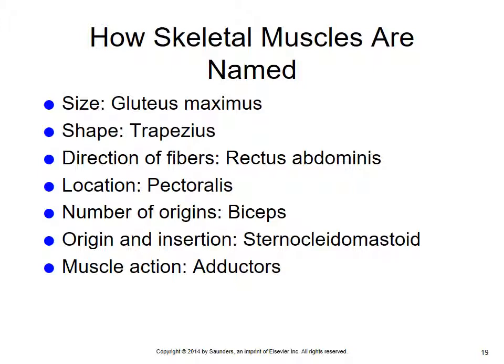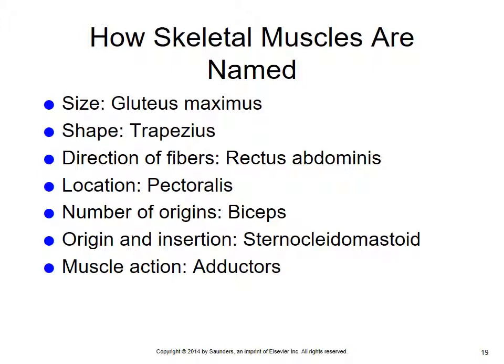Also, muscles can be named according to the number of sites to which they are anchored. And we see here direction of fibers on the slide. For instance, rectus abdominis. Rectus means straight, and the rectus abdominal muscles are straight. Also, the action that a muscle performs may be included in the name. And we see also location, for instance, the pectoralis. Number of origins, biceps, so the biceps has 2 origins, bi means 2.